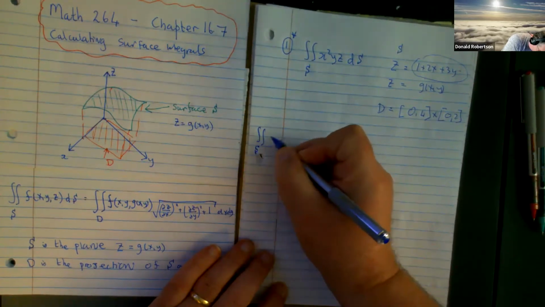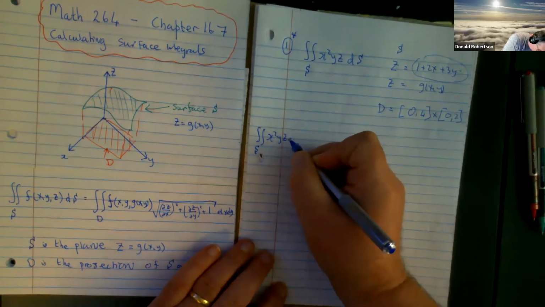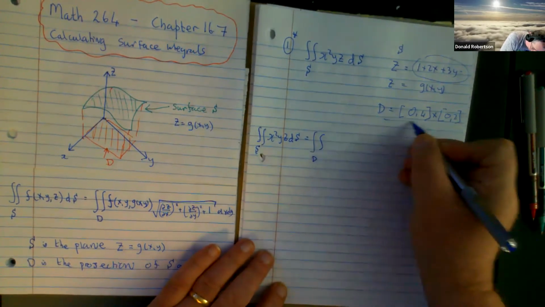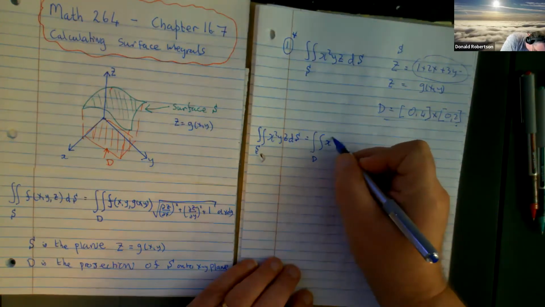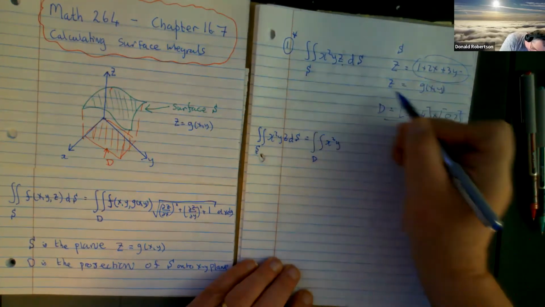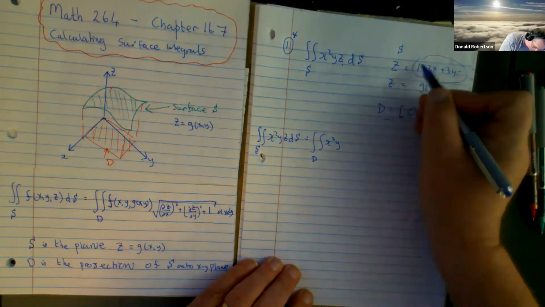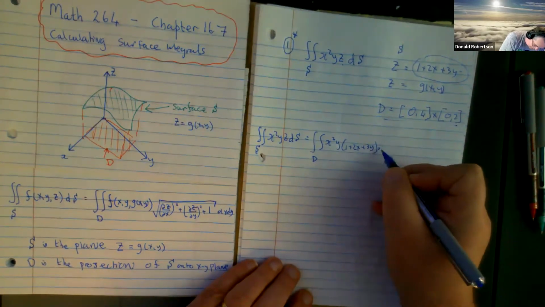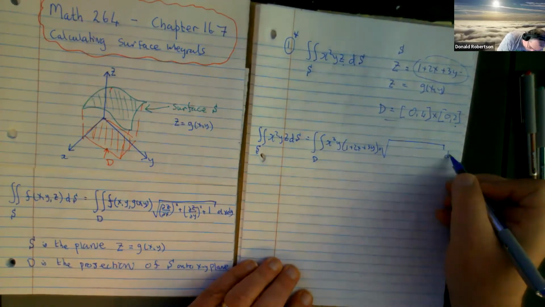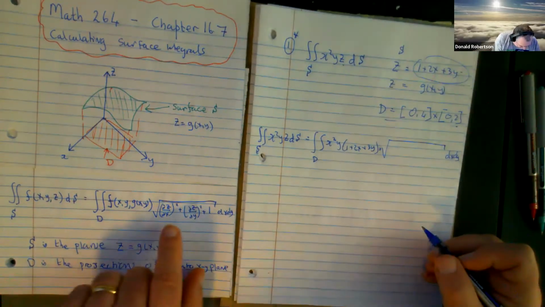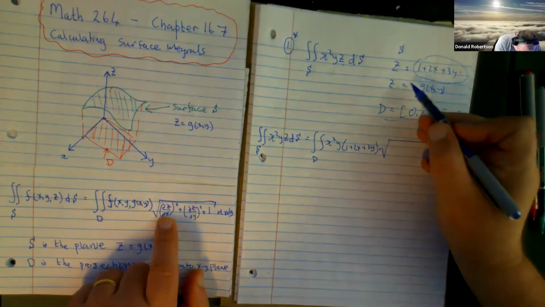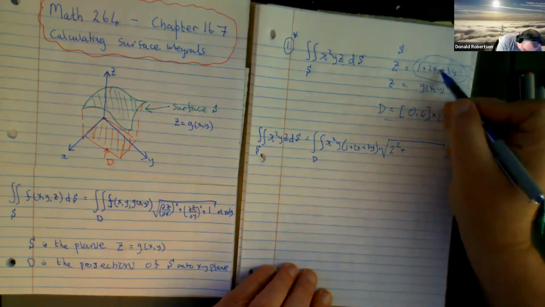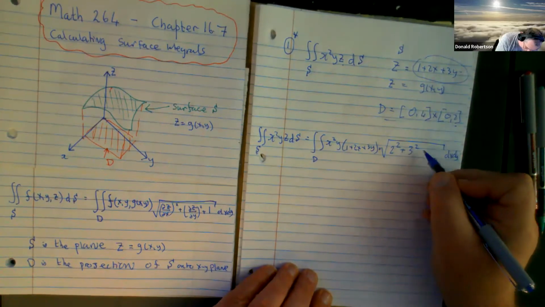This surface integral of x squared y dS becomes this double integral over the region D, x squared y. Instead of z, we use this fella, 1 plus 2x plus 3y, times the square root of dz by dx, which in this case is 2 squared, plus dz by dy, which in this case is 3 squared, plus 1.